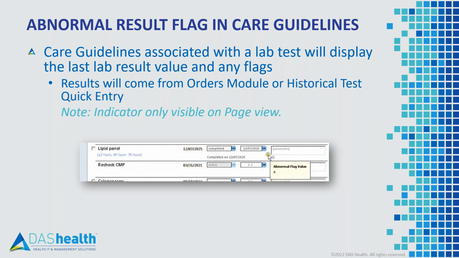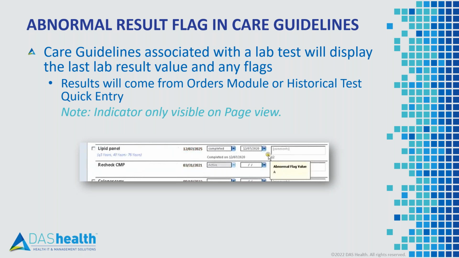In addition, we'll also see new functionality with the spring release, and that is a really helpful indicator for lab results. You will see this on the care guidelines window. It will show you a few things. First, it's going to show you the last completed date, so you can see the last time that this particular lab result was completed for this patient. In addition, underneath the comments box, you'll see the actual value of that lab result, as well as any flags that are appropriate.